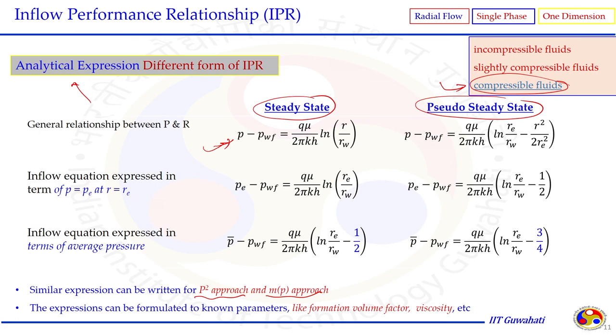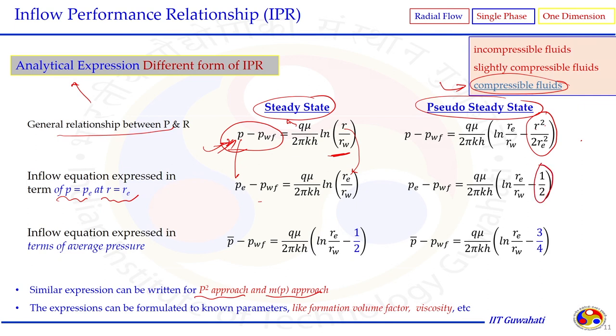Let's compare the steady state and pseudo steady state case. In case of general relationship between P and the R, that is pressure and radius, we are going to get, this is pressure drawdown, this is flow rate, and then the relationship with respect to R is like this. On the pseudo steady state case, we are going to get this additional term that I was mentioning in the previous slide. If the IPR is represented in the form of R is equal to Re, where the reservoir pressure PE will be equal to pressure P in this expression, so we will get this PE minus PWF, here this R will become Re, and this Re, Re will cancel out, you will get term 1 by 2.